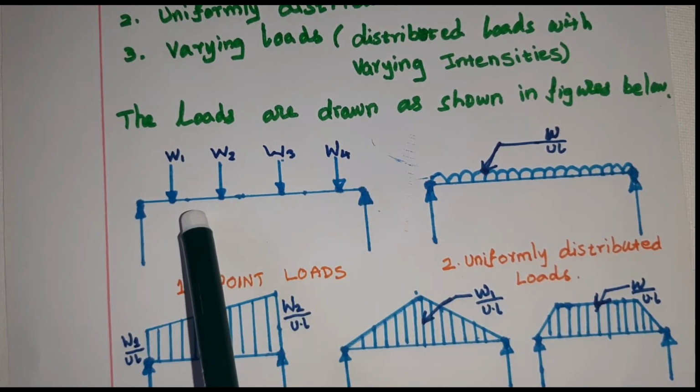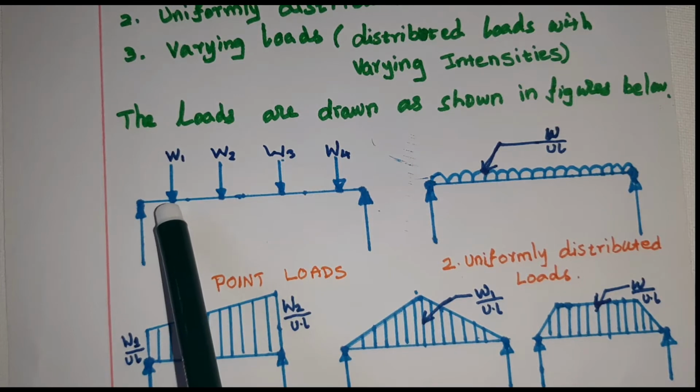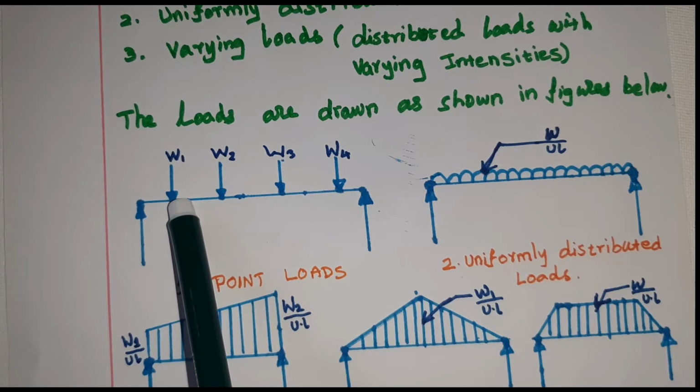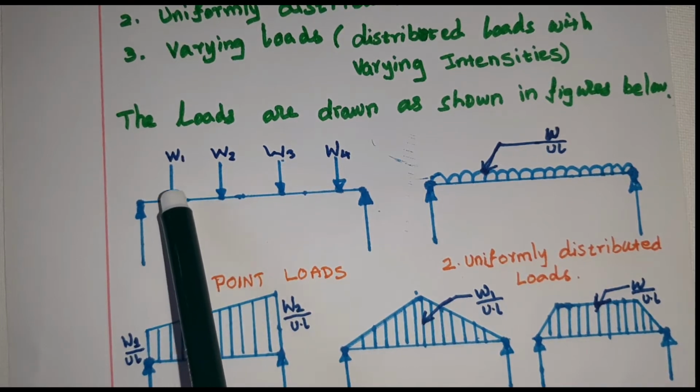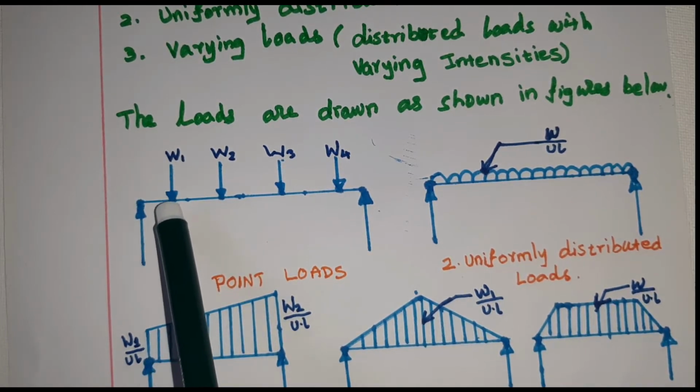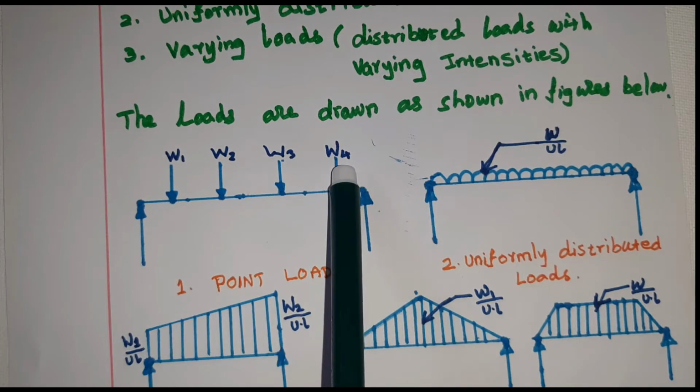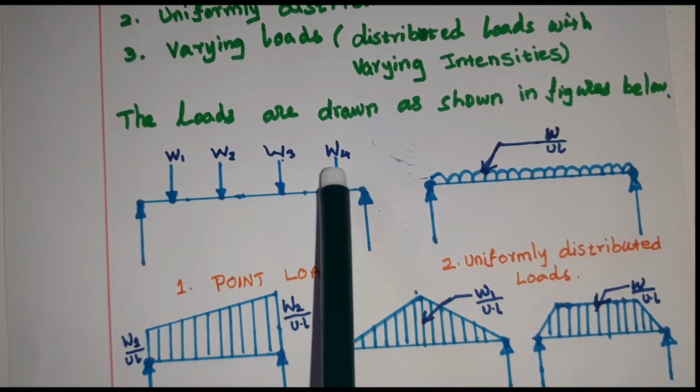In practice, generally the beam will not rest on a single point. It will have some small width of the secondary beam, but for analysis purposes we are taking it as a point load. So W1, W2, W3, W4 are the point loads.